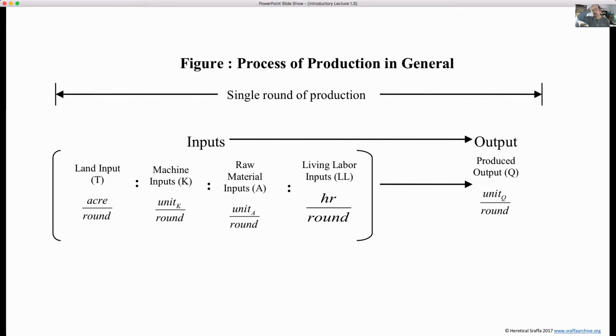And then the last input we consider generally is going to be that of living labor. This is going to be the direct producer, which is going to be measured in so many units of labor per round. Again, these are going to be the physical units, and then the output is going to be the produced output there, right?